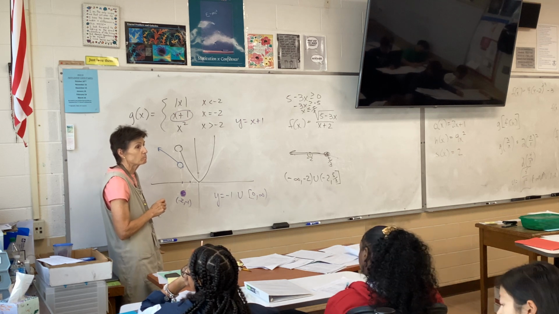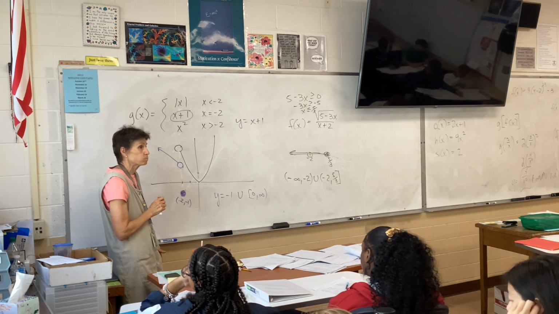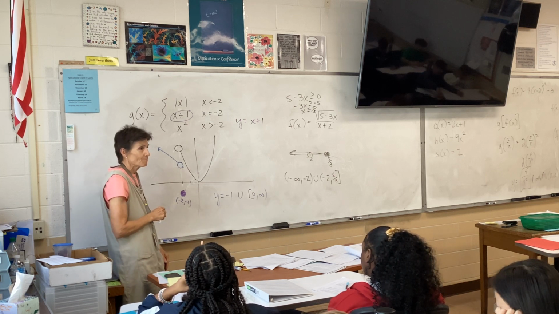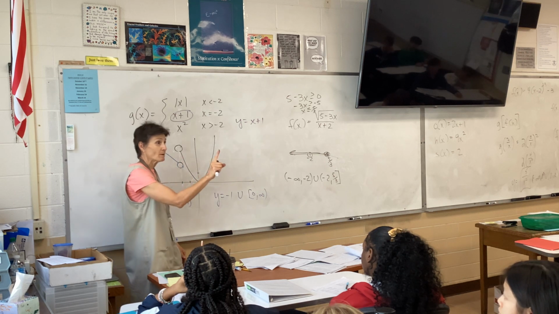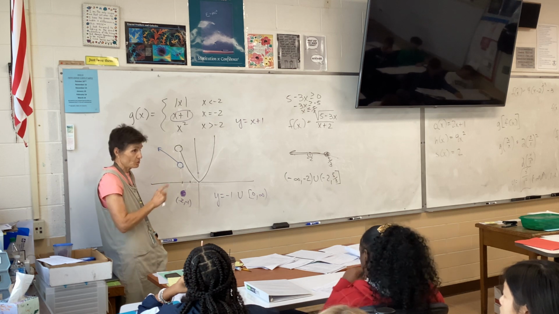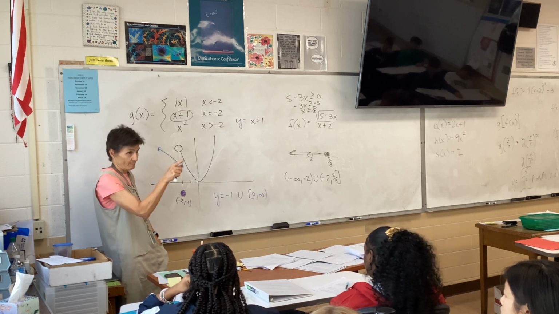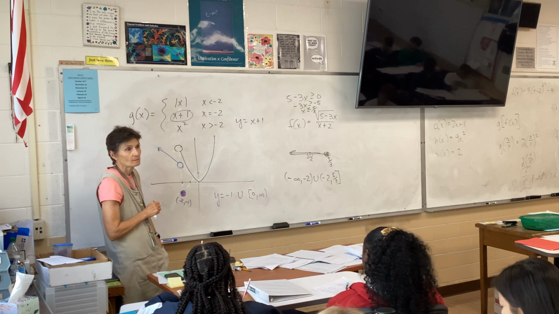Meg? Okay, this last one. So when you were writing out the range, you just write y equals -1, you don't put the point? Range is y only. Okay, range is y. So we're talking about the y values only. Right. Okay.